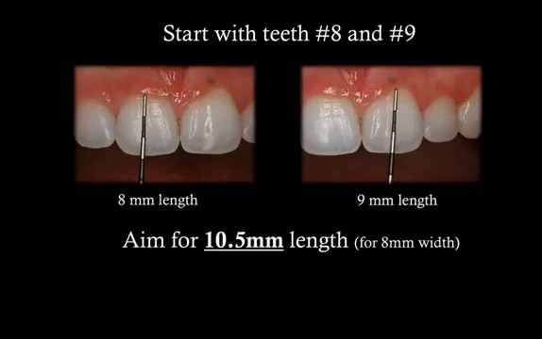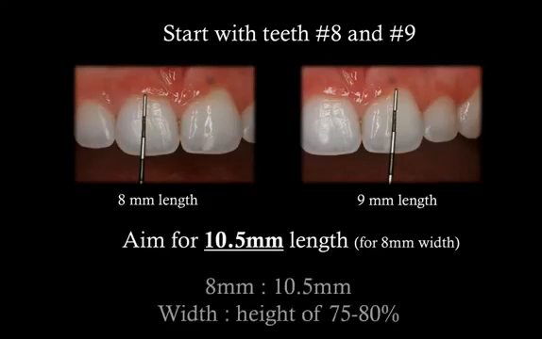I'm aiming for a 10.5 millimeter length for an 8 millimeter width, because what I'm looking at is not the absolute number of the length of the tooth, but more of the ratio between width and height. And as long as you're in between 75 and 80%, you're doing pretty good. That would be very aesthetic. These are normal teeth proportions.